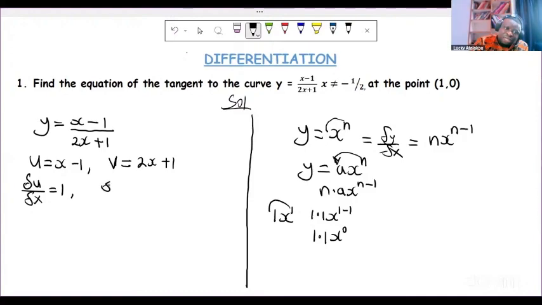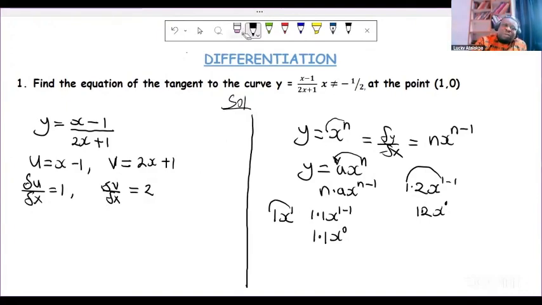Now, if you differentiate v with respect to x as well, since this is 2x to the power of 1, using the same method, you do 1 multiplied by 2. Then remember 1 minus 1 is 0, and anything to the power of 0 gives us 1. So this also becomes 2. Good. So I've differentiated both u and v.